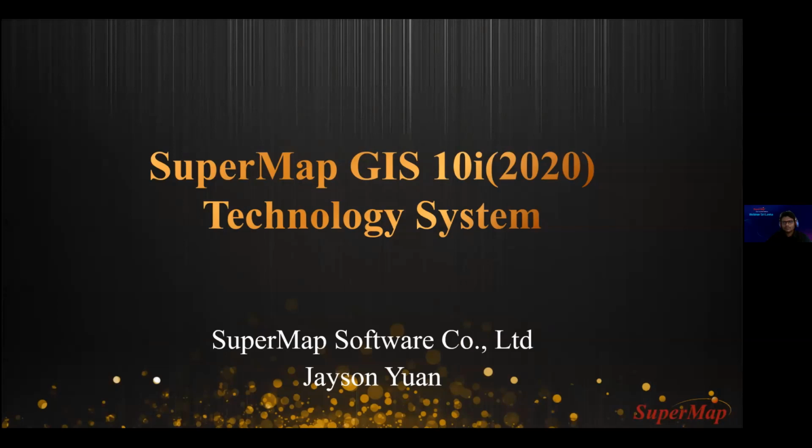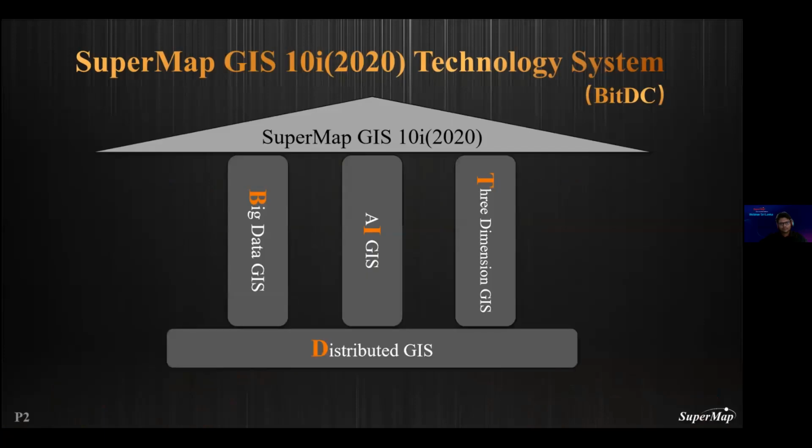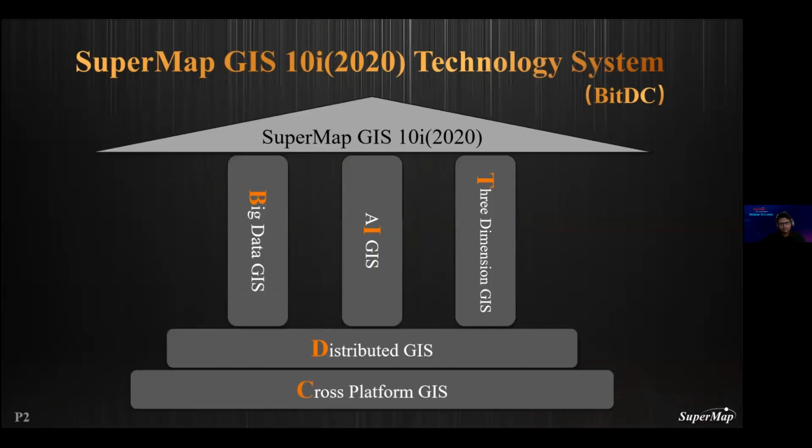I'm the technical manager of SuperMap International, Asian, and Oceania Center. So today my topic will be the SuperMap GIS 10i 2020 technology system, and we call it BitDC, which is BIDDC. These 5 features are the main advantage of SuperMap GIS technology, and these 5 features make us different.